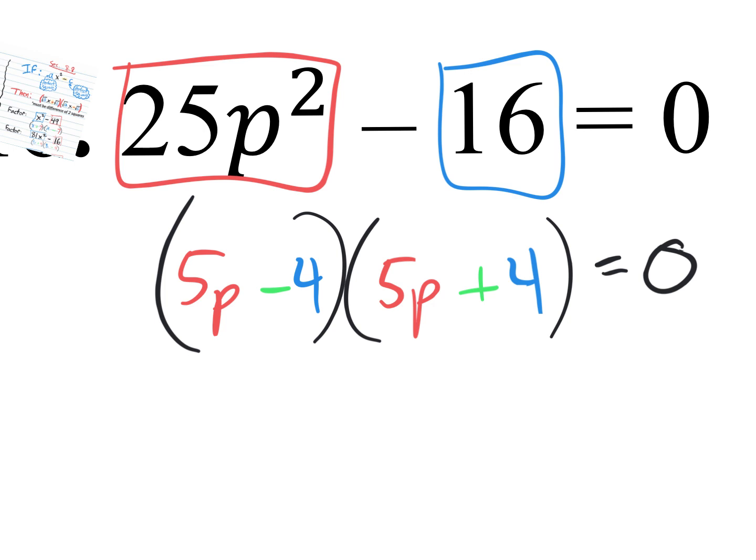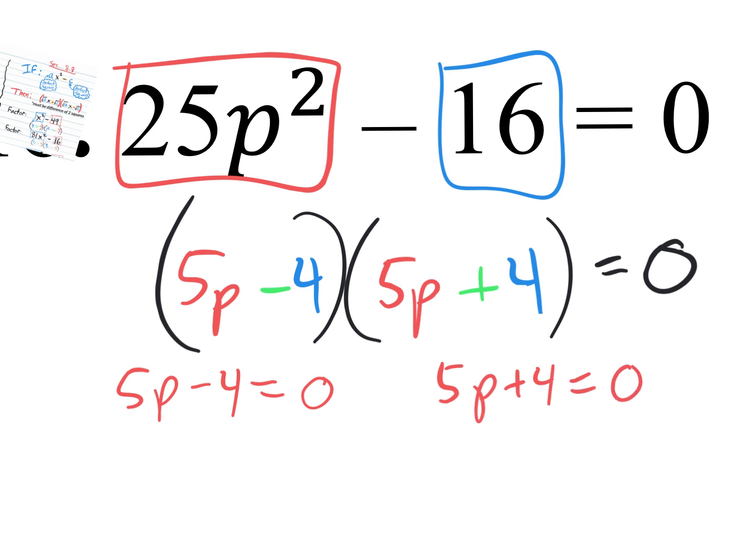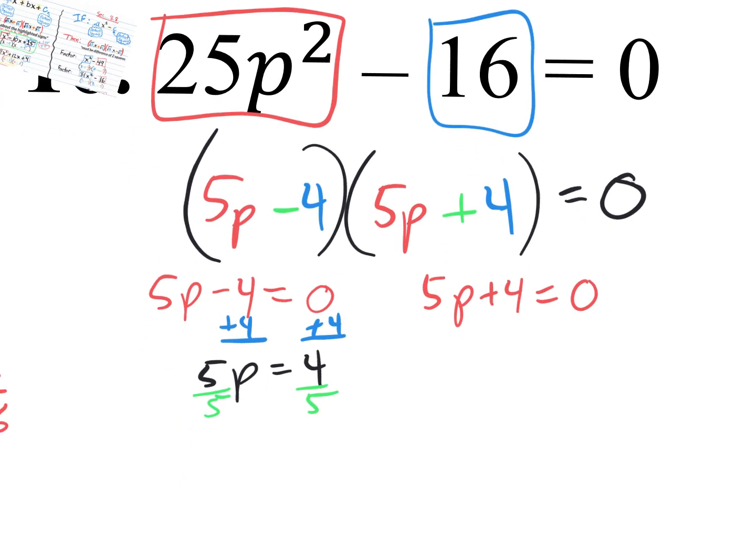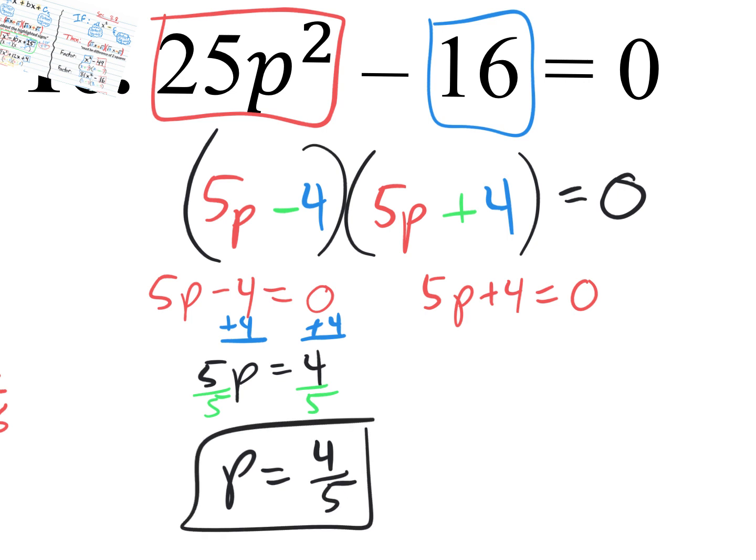So that's what I'm going to do. 5p minus 4, that could equal 0. 5p plus 4, that could equal 0. So when you're solving this, plus 4 here, plus 4 there, you're going to end up with 5p equals 4. For my final step, divide by 5, and p will equal 4/5 because you can't divide 4 by 5, so you just leave it like a fraction.